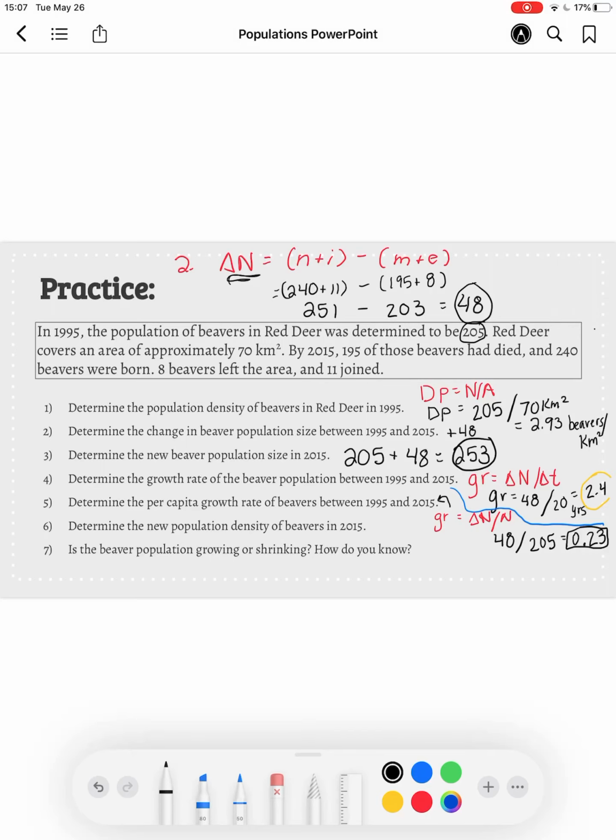So basically what that's saying is that the population went up 23%, if we wanted to change it to a percent, if that makes more sense. It does to me at least. So it went up by 23%. Now it's saying determine the new population density of beavers in 2015.